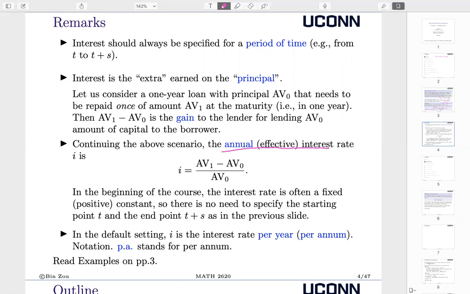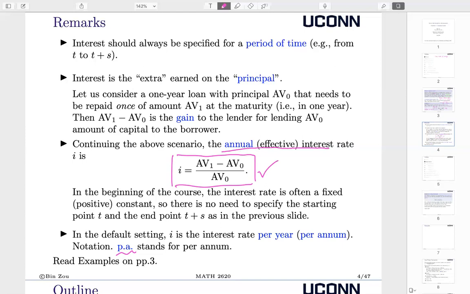So it's defined as the difference growing from time 0 to time 1 and divided by the starting point at time 0. So the definition in the previous slide is more general than this one, but this one is more helpful to us. Finally, in the default setting, I is the interest rate per year, or the annual interest rate per annum, and sometimes I may also use P.A., which stands for per annum.